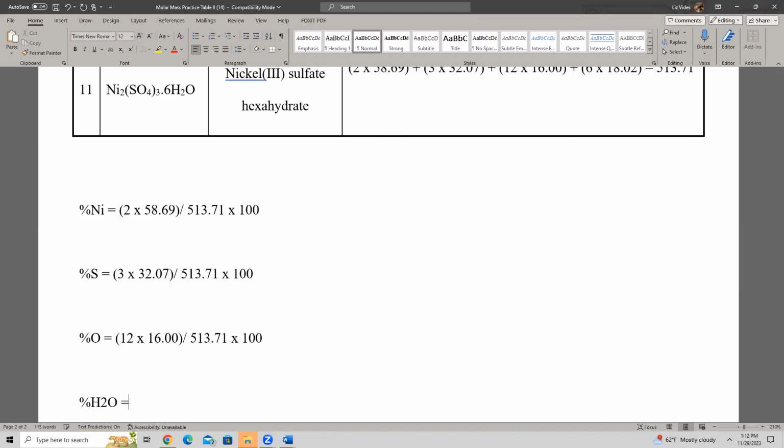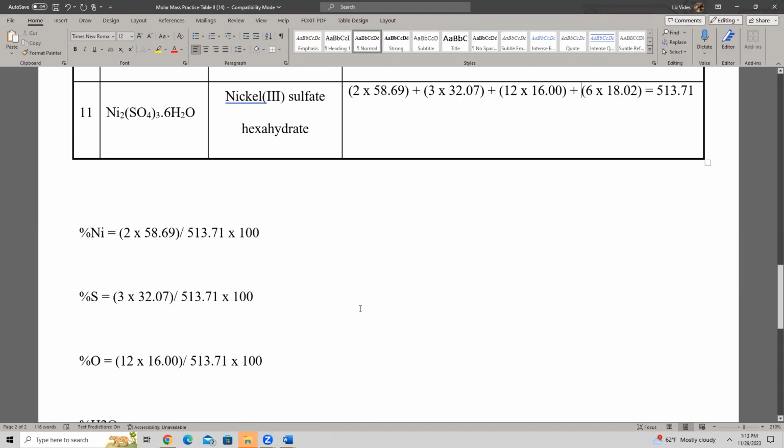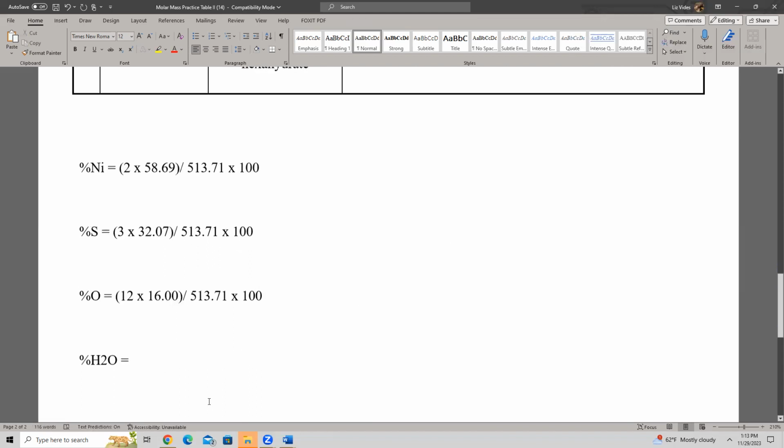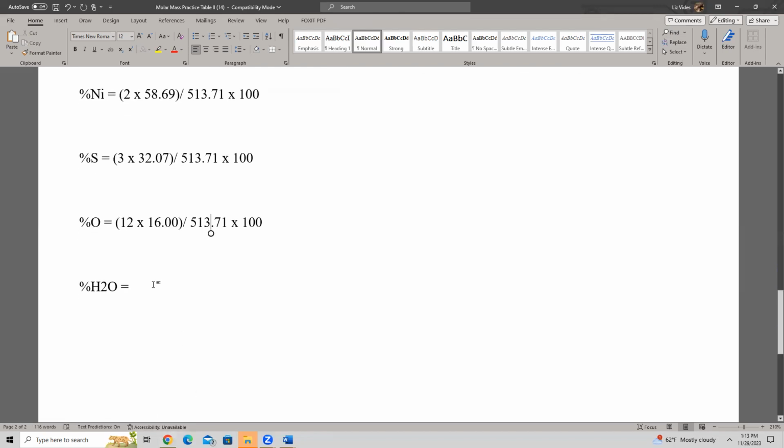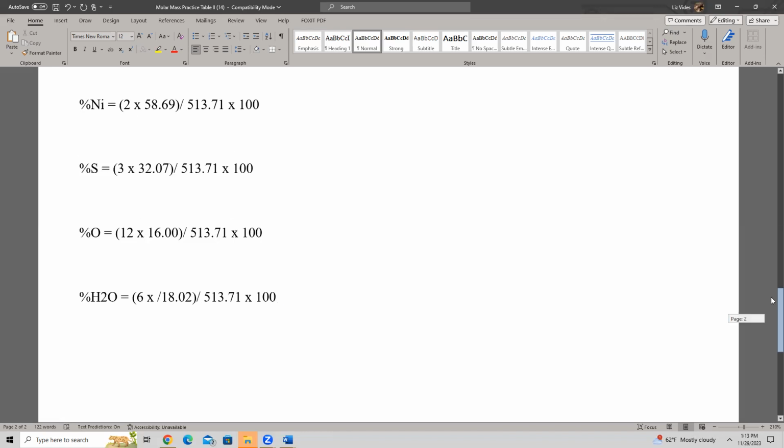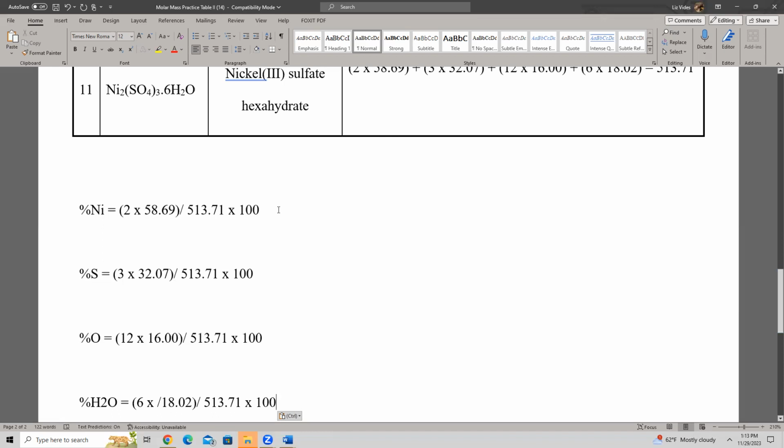Which is equal to the last part, which is 6 times 18.02 divided by the bottom. And that's it. Each time you're going to do it right. There you go. Now, by now you have calculated all of these. So what did you get?